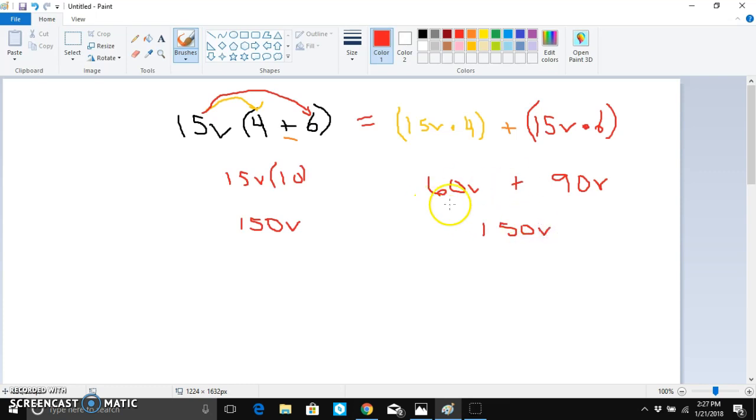So if you were to see this on the air test and they asked you if this problem was equal to this problem, you would say yes. Or if this math problem simplified to 150v, you would say yes. Or if this math problem simplified to 60v plus 90v, you would say yes. You have to recognize that all 4 of these math problems are equal to one another.